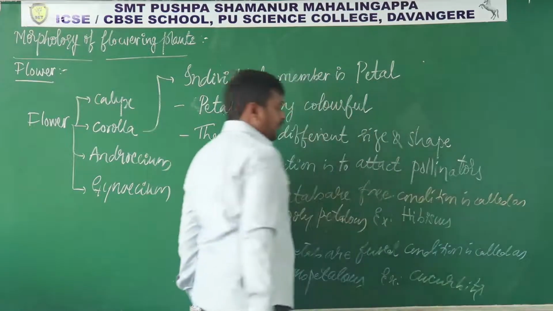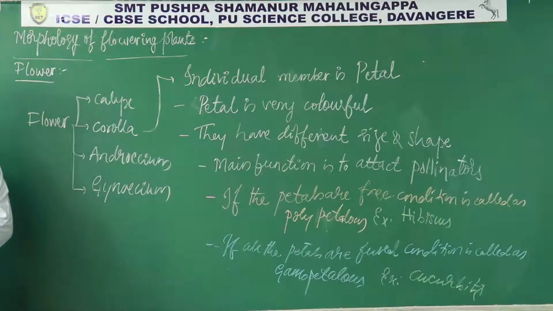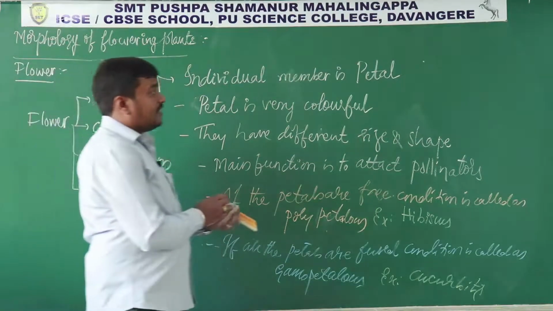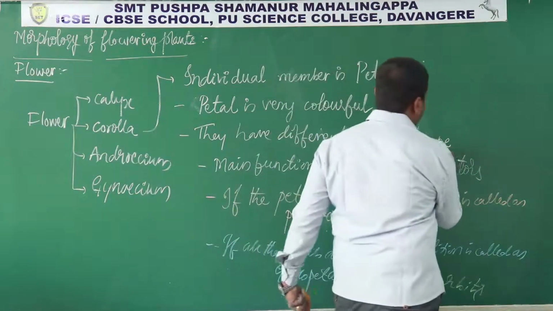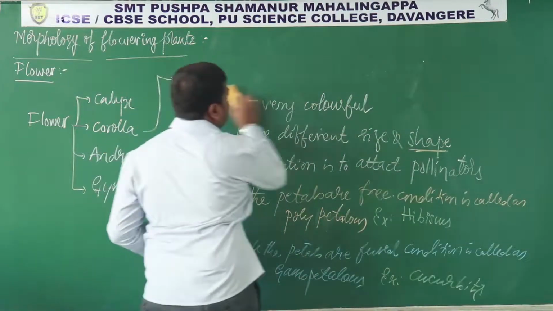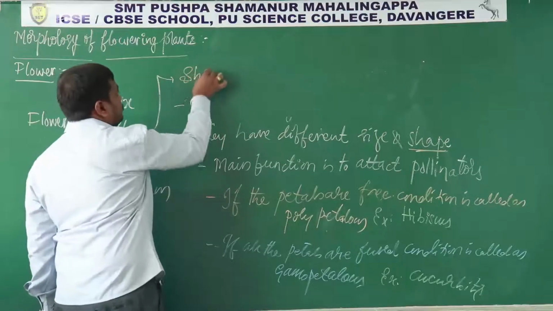In cucurbits, all cucurbits have the gamopetalous condition, and along with this, these petals also show different shapes as well. So we call different shapes by different names. So, the shape of the petal.